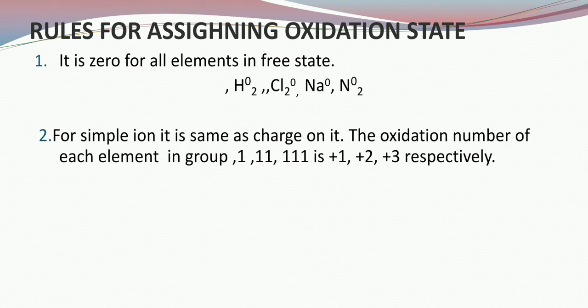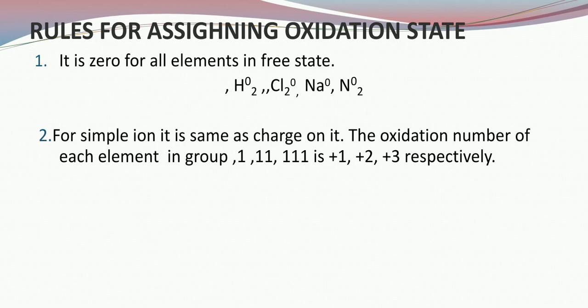For a simple ion, it is the same as the charge on it. Simple ions, for example, the elements of group 1, group 2, group 3, group 7, when they lose electrons or when they gain electrons, acquire positive or negative charges, which are known as ions. So for a simple ion, the oxidation number is the same as the charge on it.